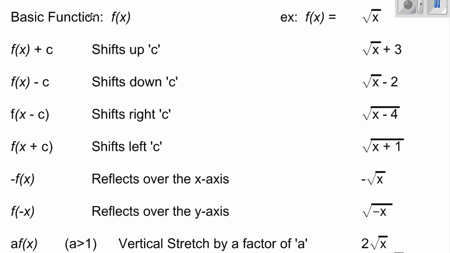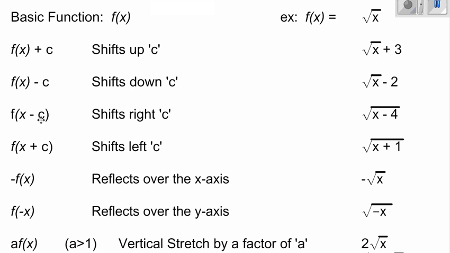So for a basic function, f of x, there are many ways you can shift it, or reflect it, or even stretch it. First, if you just add a c on at the back of the equation, it would shift up c units. So for example, if we looked at the square root function, square root of x plus 3 added on at the back would shift that up 3 units. Subtracting would shift it down. Very similar. Subtract 2 at the back, it would shift it down 2 units.